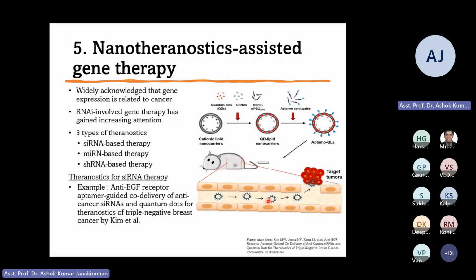So if you remember those two mechanisms, either active targeting or passive targeting, the same way normally the drug will get there. The surface function of each nanoparticle is different. But the targeting remains the same, either by active or passive targeting. But the functional nature, that means the surface function of the nanoparticles, may be different.